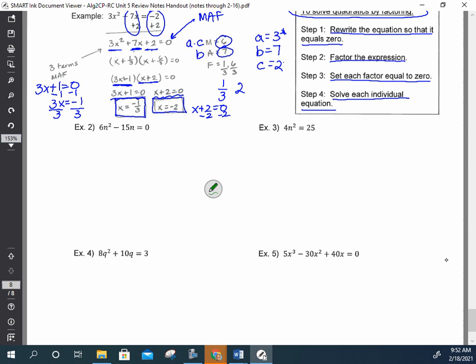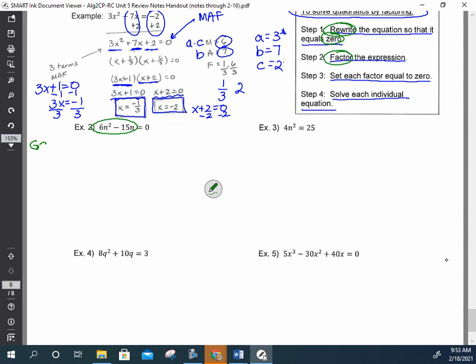So example 2. 6n squared minus 15n equals 0. Step 1, rewrite the equation so that it equals 0. It's already equal to 0, so we don't have to do step 1, because it's already equal to 0. Step 2, factor the expression. We have to factor 6n squared minus 15n.